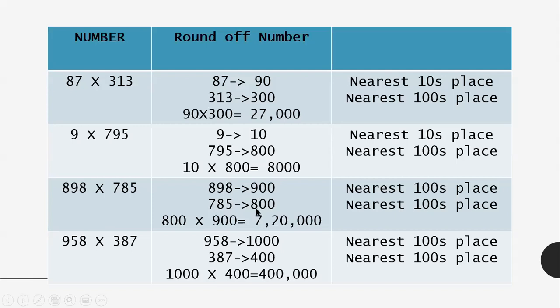So we know it very well, 8 nines are 72. So we get 720,000 as an answer. Last, 958 into 387. 958 can be approximated to 1000 and 387 can be approximated to 400. So to find the product, 1000 into 400, we get 400,000.